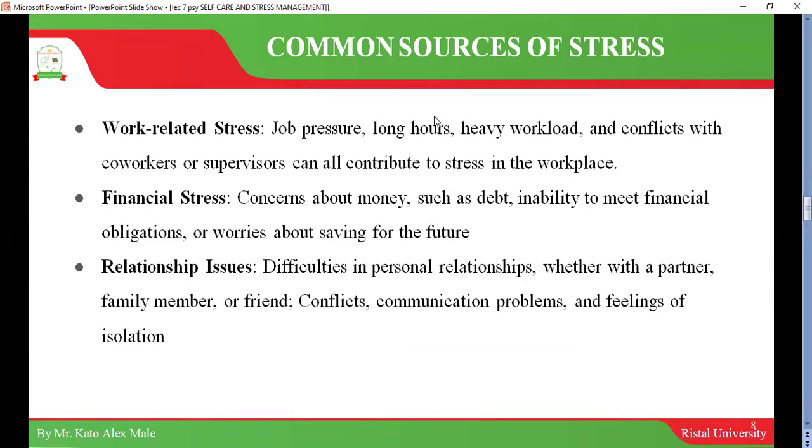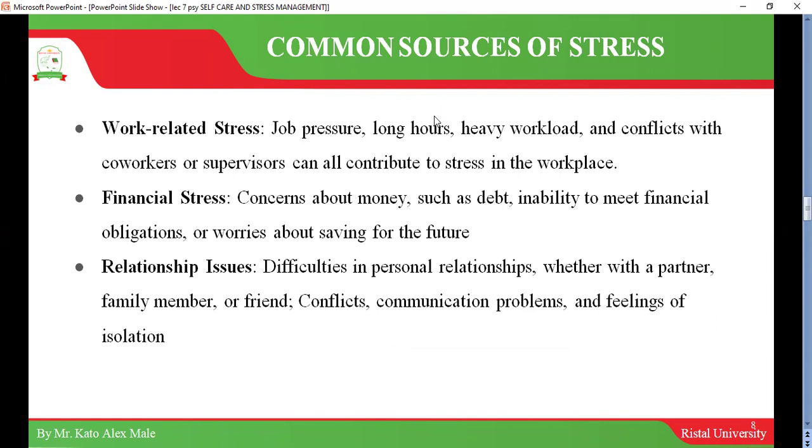Then common sources of stress that are known. We have work-related stress. This comes from job pressure, long hours of work, heavy workload, and conflicts with co-workers or supervisors. This all can contribute to stress in the workplace. Yeah, I guess there it is just known and easily understandable.